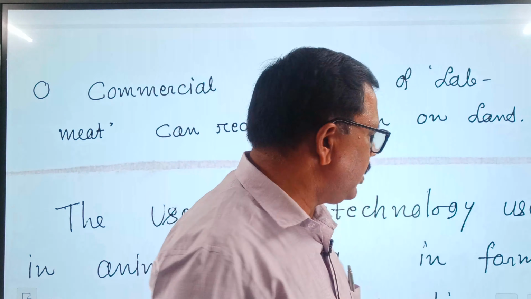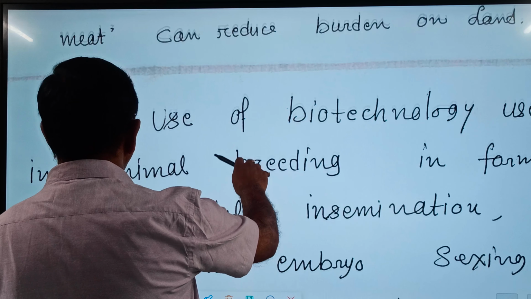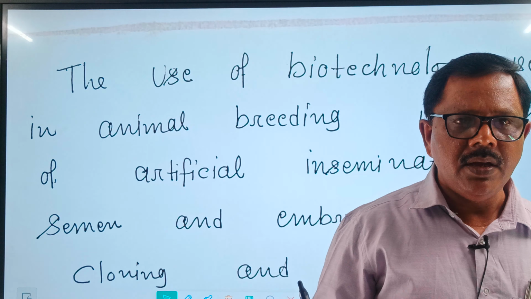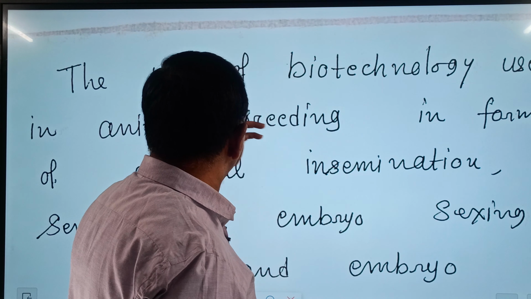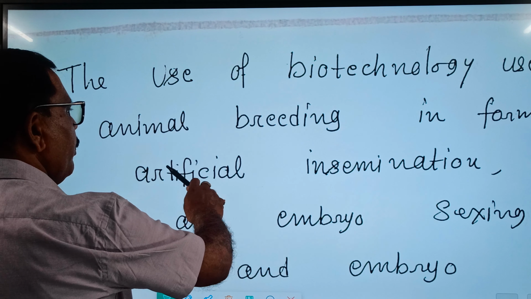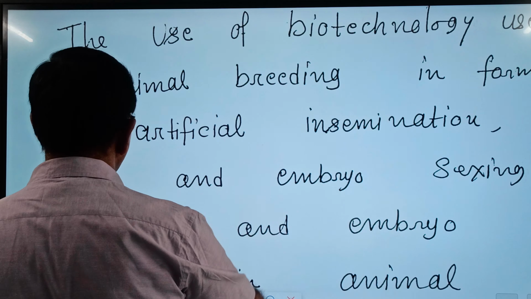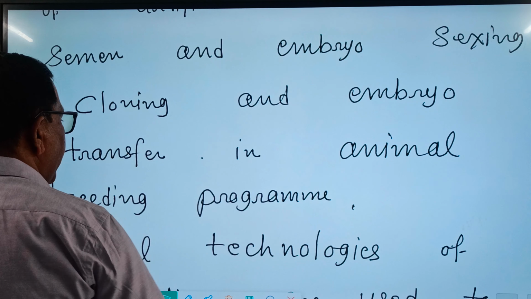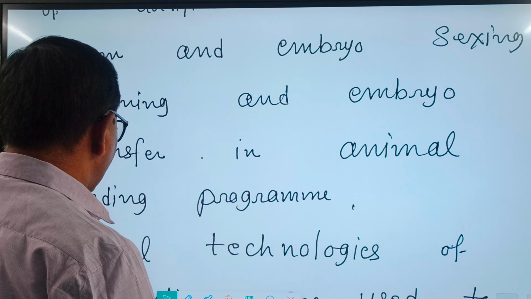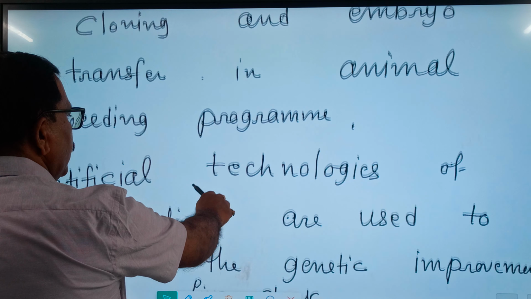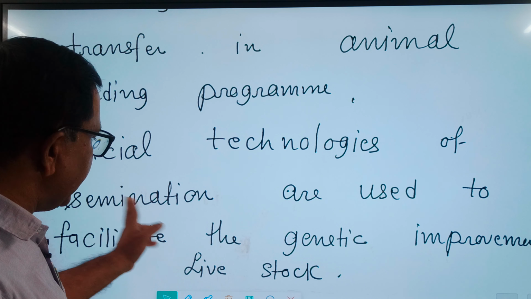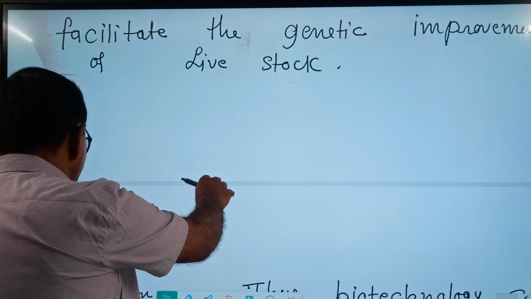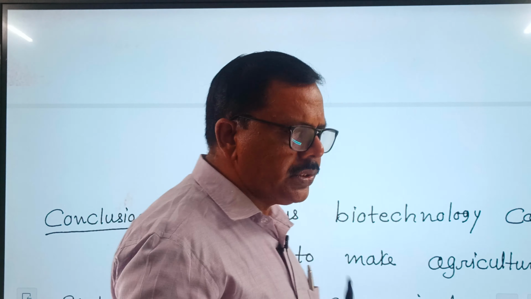Later you develop the second part, the use of biotechnology in animal breeding. If such a question is attached, how biotechnology helps in animal breeding, then you have to add this point. The use of biotechnology in animal breeding in the form of artificial insemination, semen and embryo sexing, cloning and embryo transfer in the animal breeding program. Later you write, the artificial insemination technologies are used to facilitate the genetic improvement of livestock. After writing this, it is necessary to write a concrete and effective conclusion also.